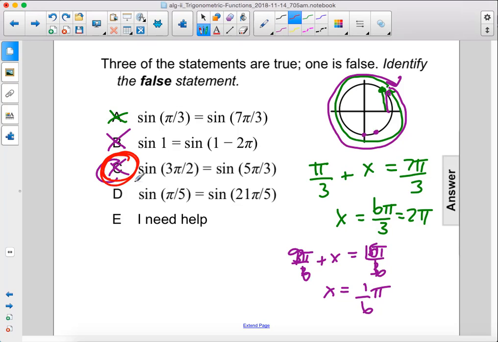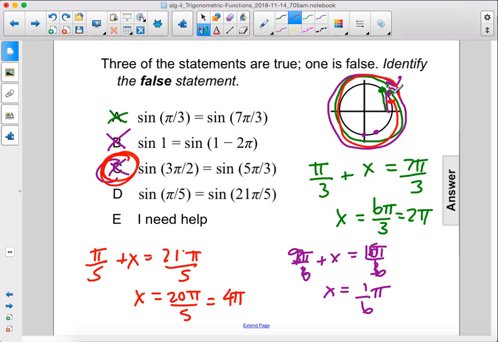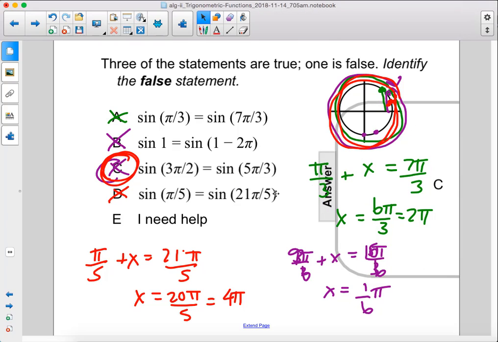Did not mean to cross it out. That is the answer. Here we have sine pi over 5 equals sine of 21 pi over 5. What do we add to pi over 5 to get 21 pi over 5? Well, x equals, we'll subtract 1 pi over 5, so we get 20 pi over 5, which simplifies to 4 pi. So if our point originally is over here somewhere, we're going around the circle twice. We go once, that's 2 pi, and then again, that's 4 pi. So we end up in the exact same place, which means the sine values will be the same. The answer to this question is C.